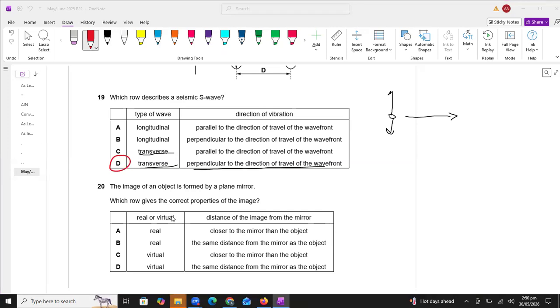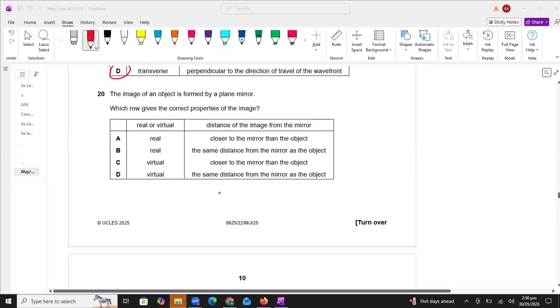In question number 20, they are saying the image of an object is formed by a plane mirror. Which row gives the correct properties of the image? I have discussed with you that there are 5 properties of the image. First of all, mirrors form virtual images, because virtual images are those images which cannot be captured on the screen. So that's why the answer can be C or D.